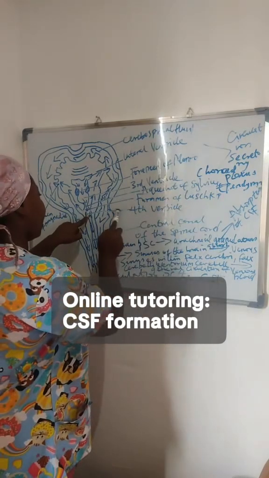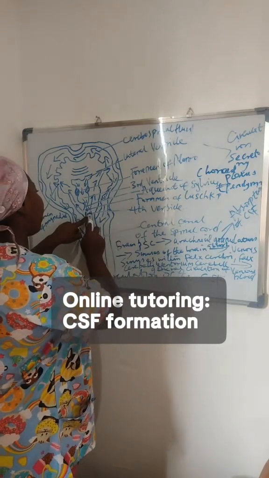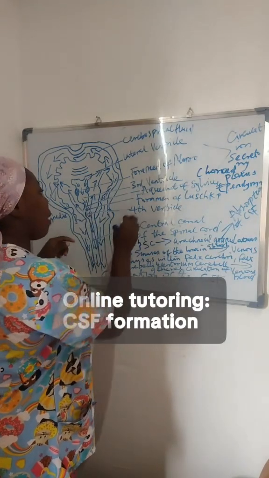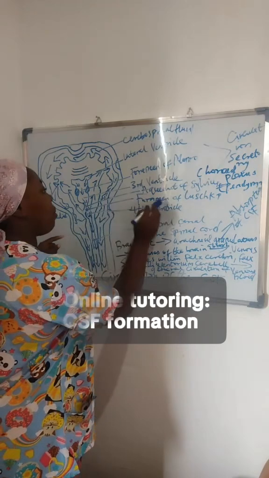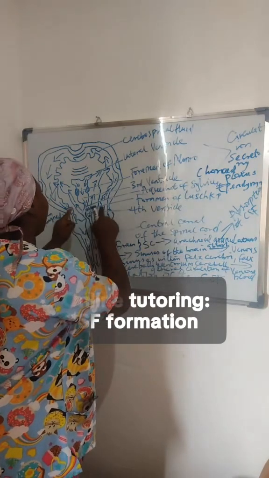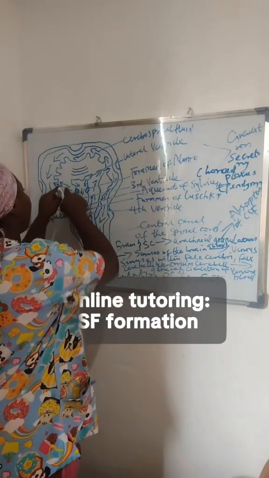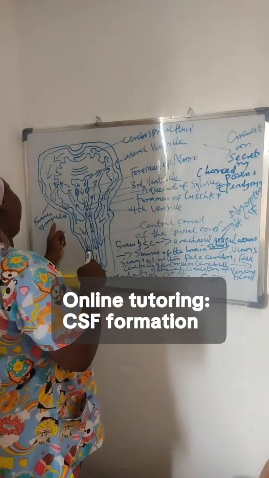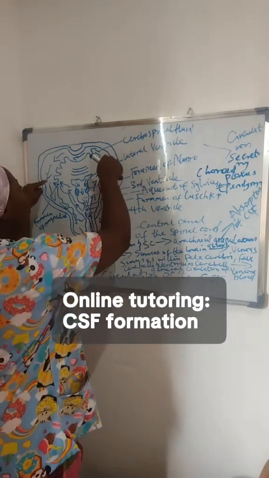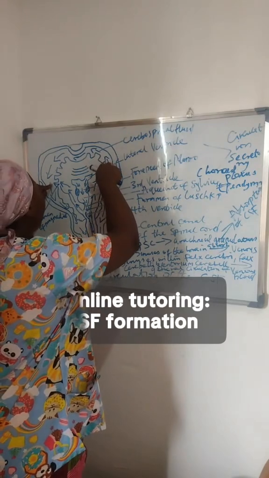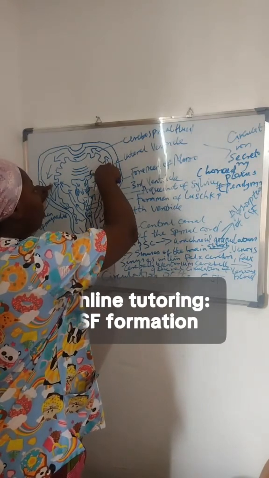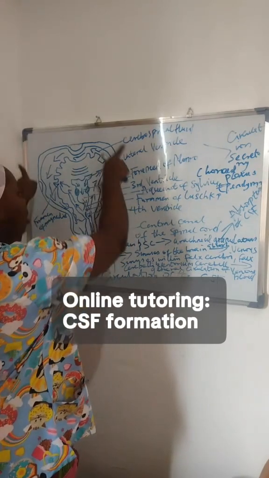Once it enters the fourth ventricle, it will pass through the foramina of Luschka, the two of them, and through the foramen of Magendie, to be stored in the subarachnoid space. From the subarachnoid space, it will then circulate.